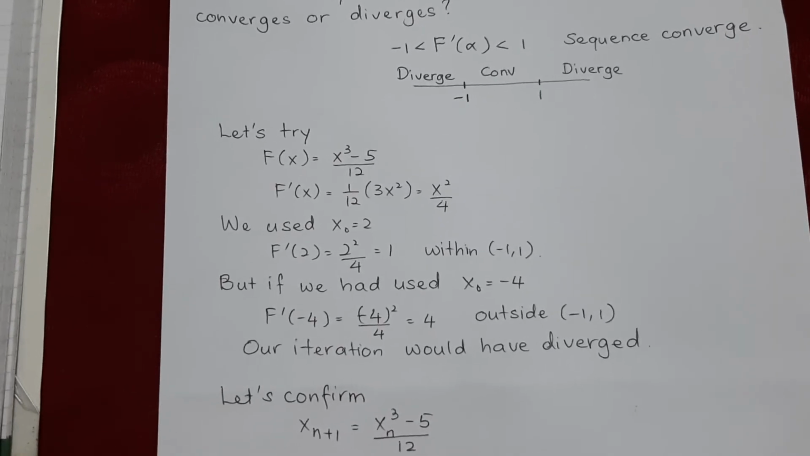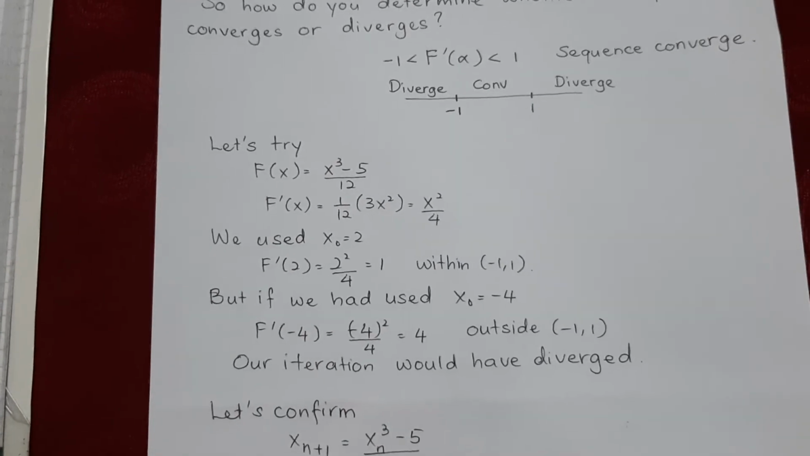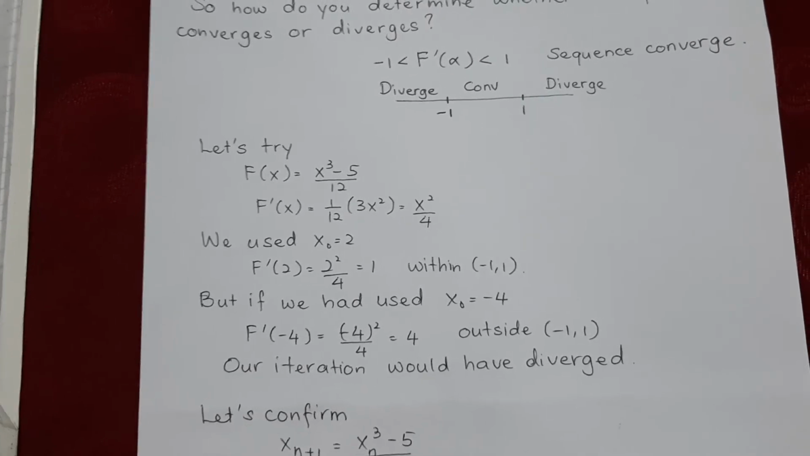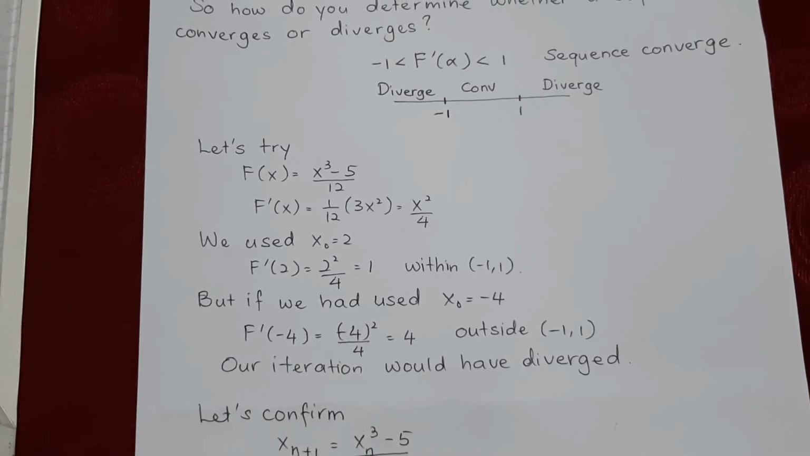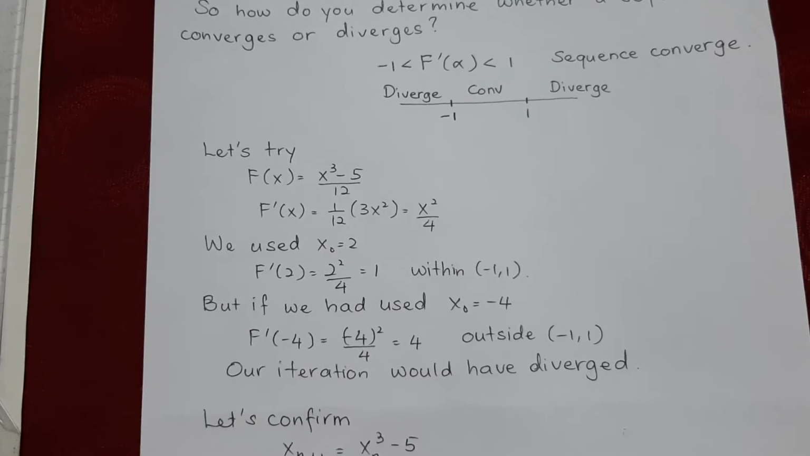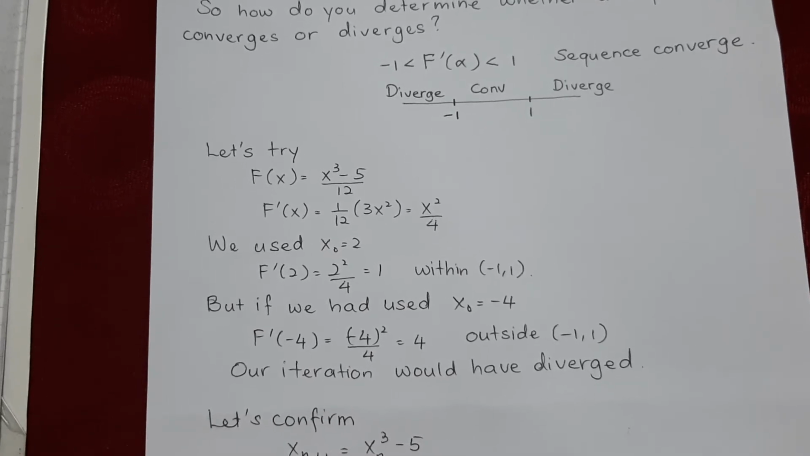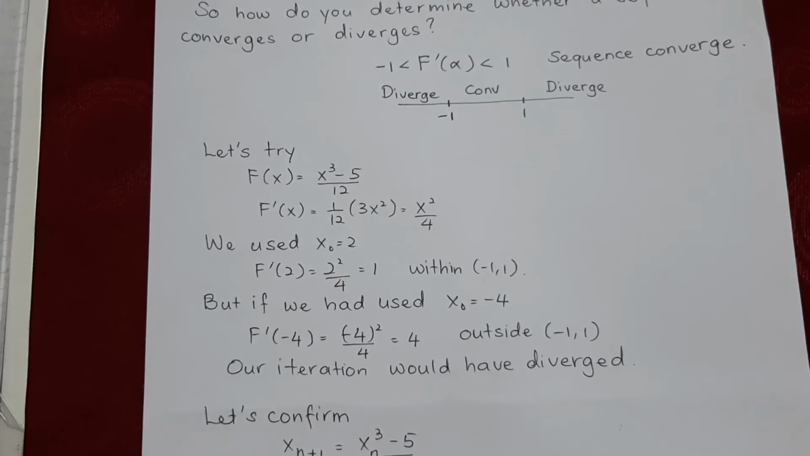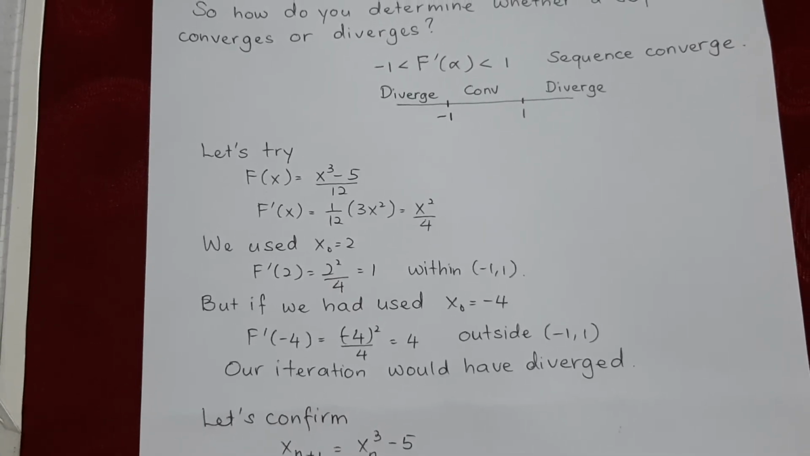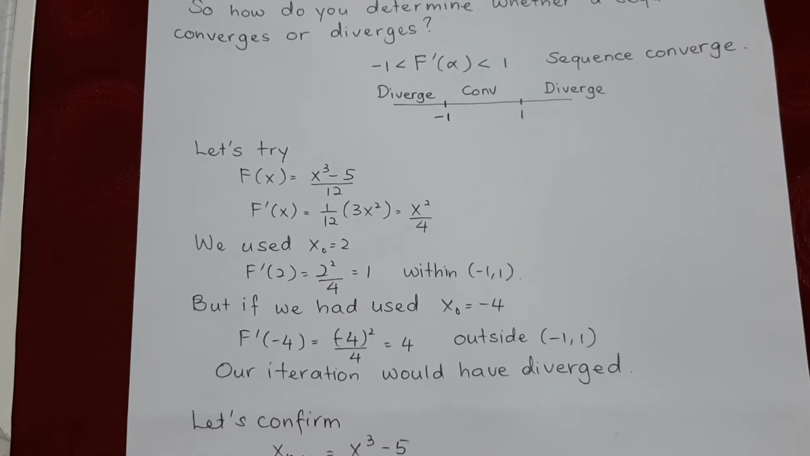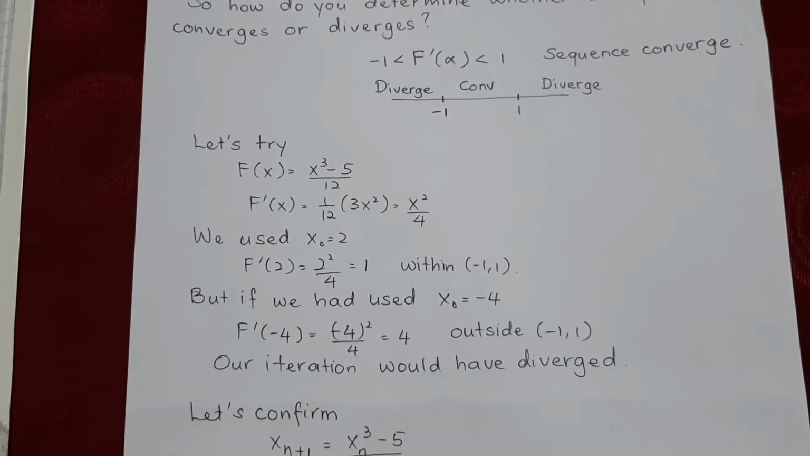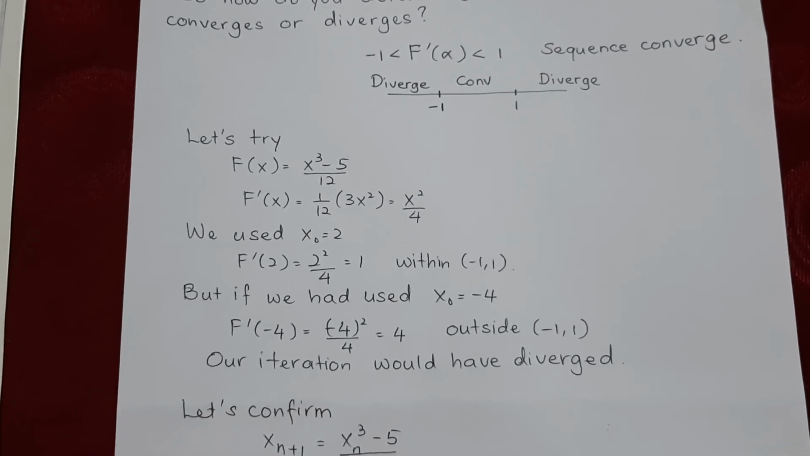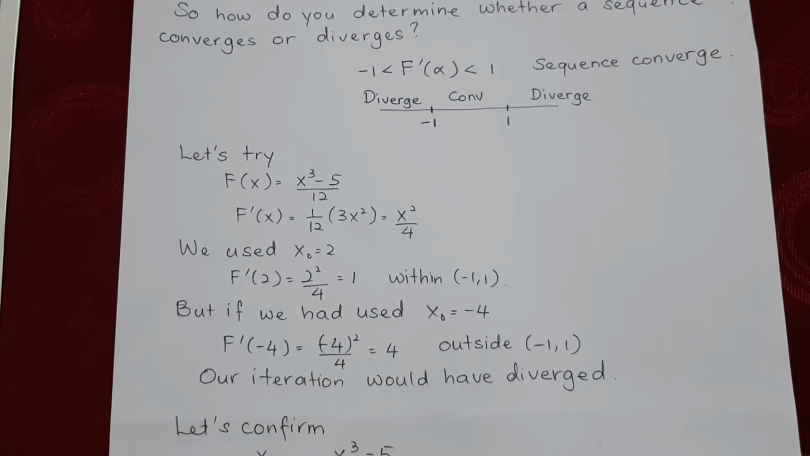Now, f of x. Remember what this is? First formula or second formula? It's the second formula, f of x equals x cubed minus 5 divided by 12. Differentiate that, you get x squared over 4. Remember last time, in the previous page, we had used x0 as 2.